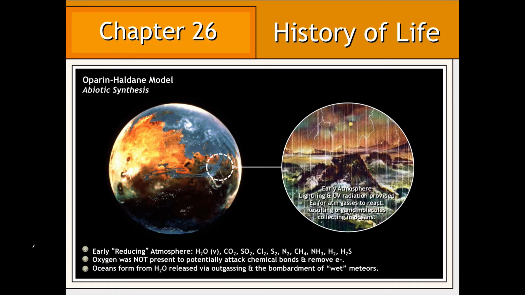In contrast, Oparin and Haldane suggested that the early atmosphere was a reducing atmosphere, which lacked any appreciable molecular oxygen. In such an environment, they suggested the chemical bonds necessary to create complex compounds and, more importantly, the building blocks of all life could potentially form.